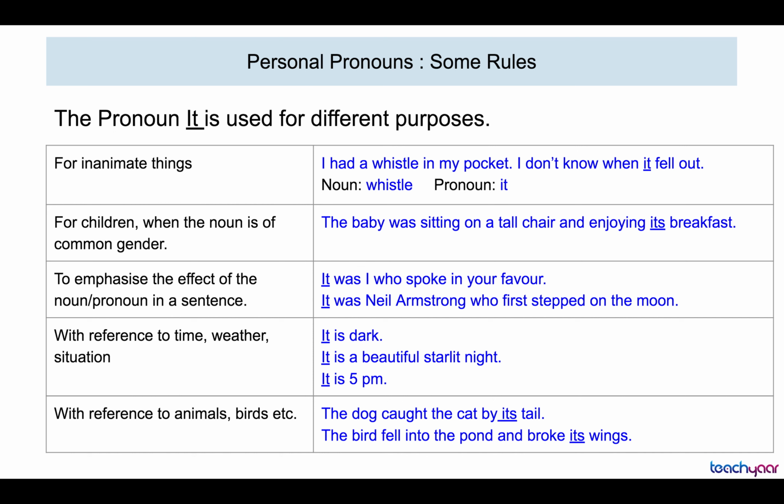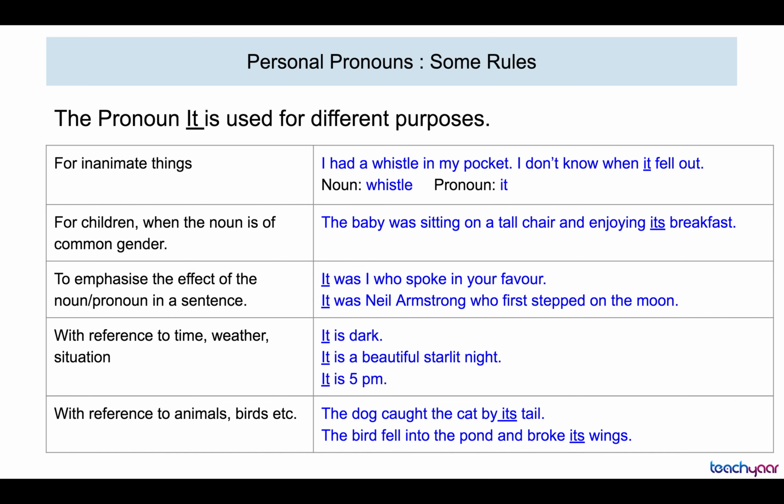With reference to animals, birds, etc. The dog caught the cat by its tail. We use the neuter gender in such cases. The bird fell into the pond and broke its wings. So these are different situations in which we use the pronoun it.